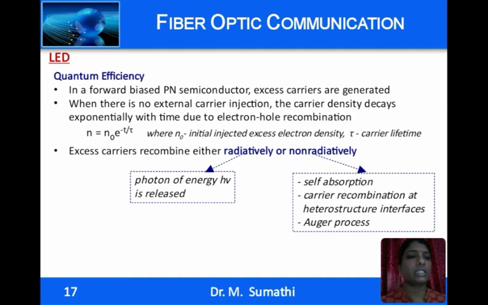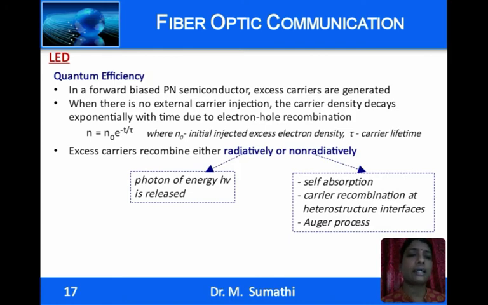So, when a p-n junction is forward biased, excess carriers are generated. When there is no carrier generation externally, the carriers that have been generated will recombine and the carrier density decays exponentially, given by this expression n = n0 e^(-t/τ), where τ is the carrier lifetime and n0 is the initial injected excess carrier density.